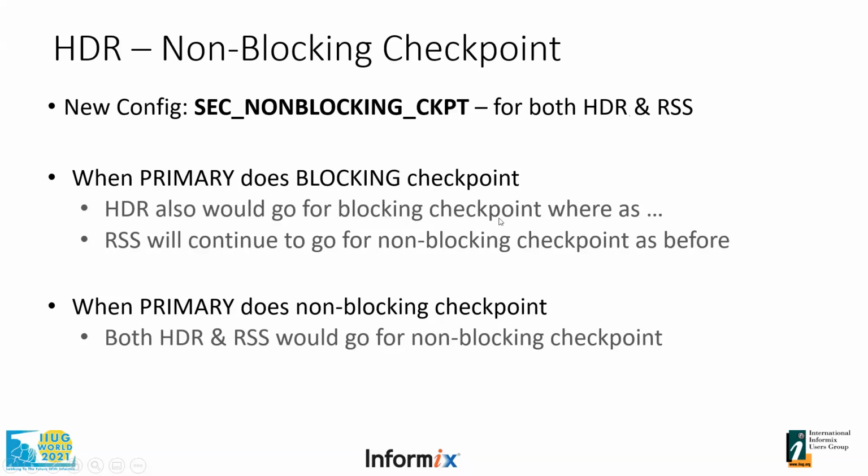HDR will also go for a blocking checkpoint. But when primary does a blocking checkpoint, RSS actually was doing the non-blocking checkpoint, and it's going to continue doing the same. This is the subtle difference between the non-blocking checkpoint of RSS and HDR. When primary does non-blocking checkpoint, on the other hand, the HDR and RSS would go for non-blocking checkpoint. So this is where we get the benefit.